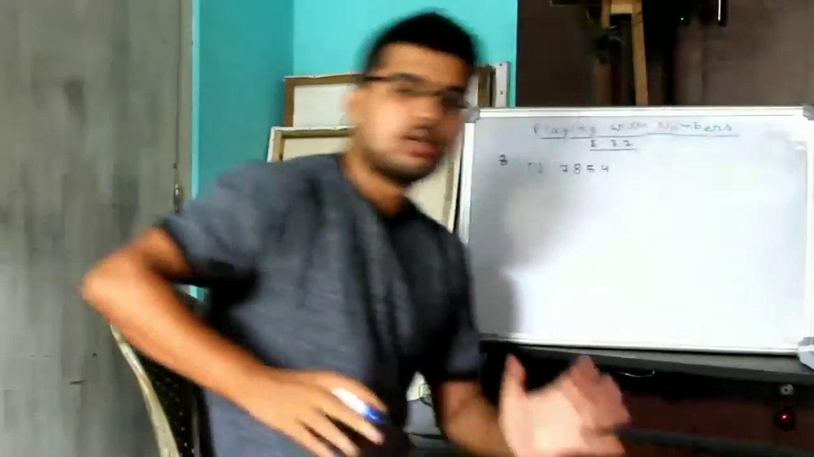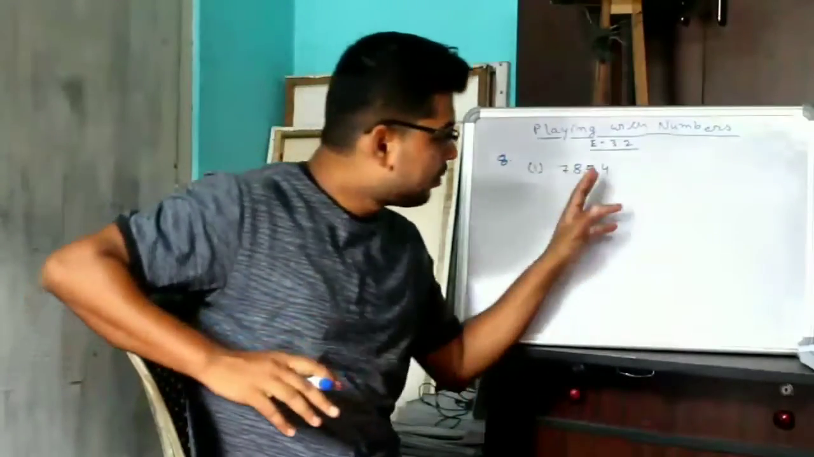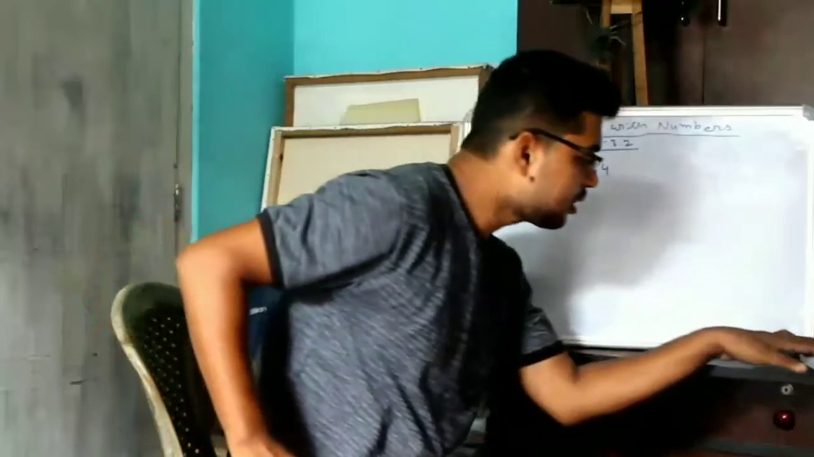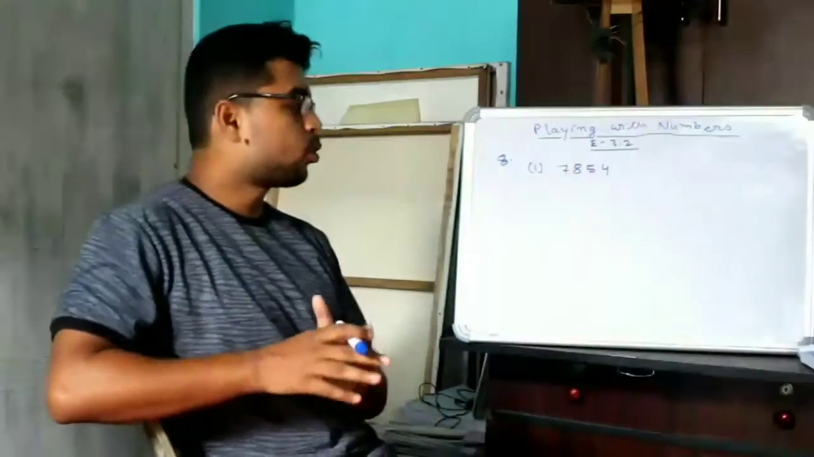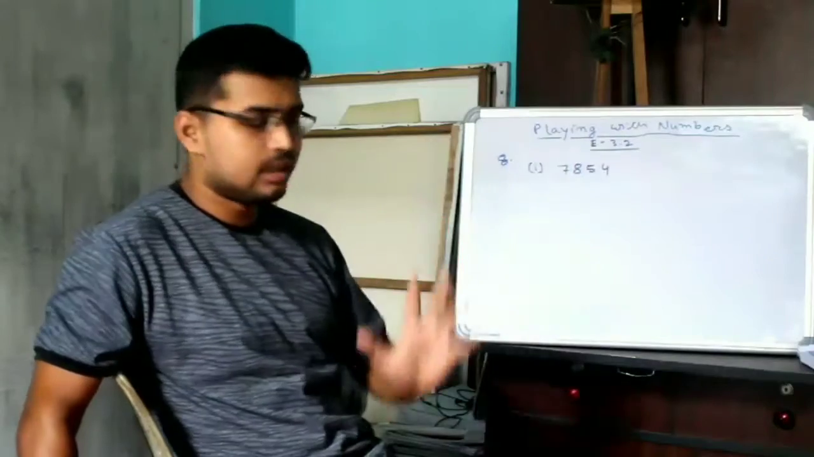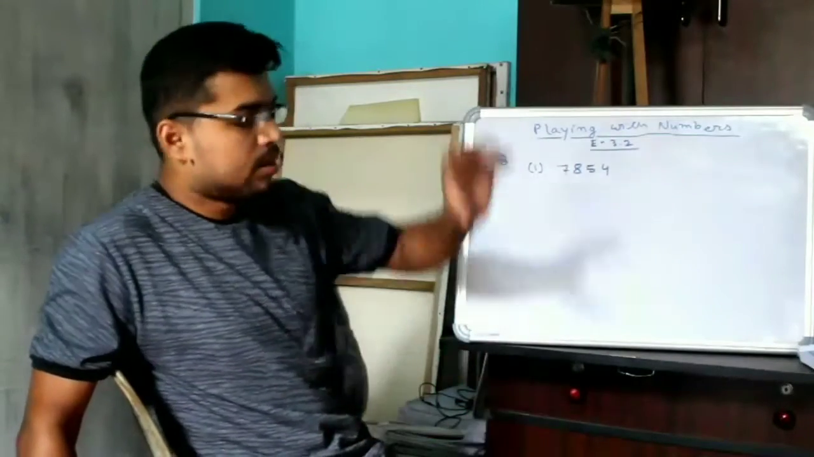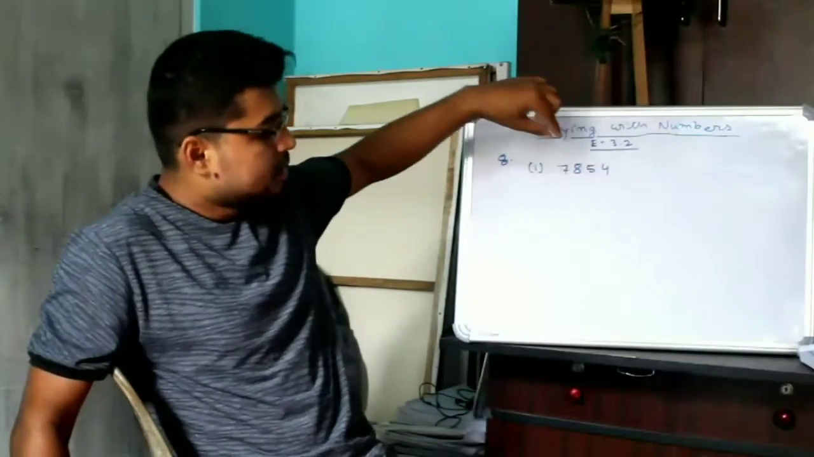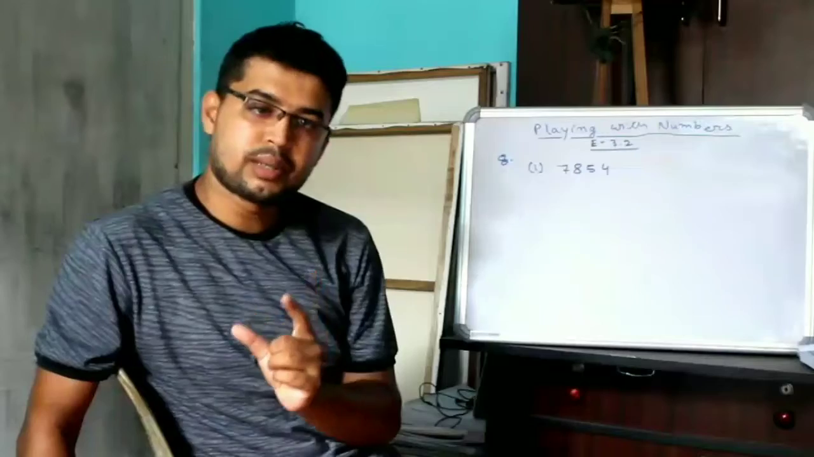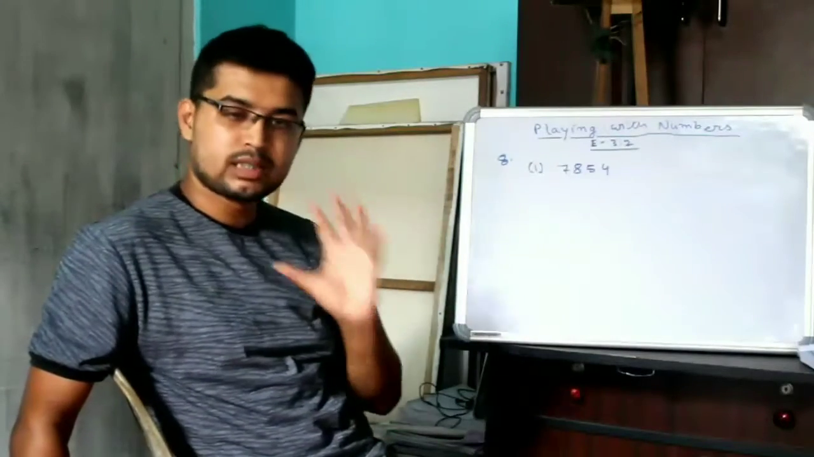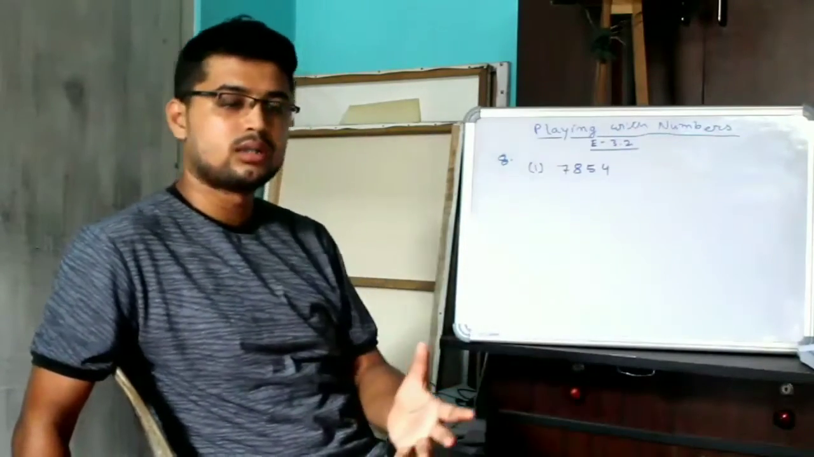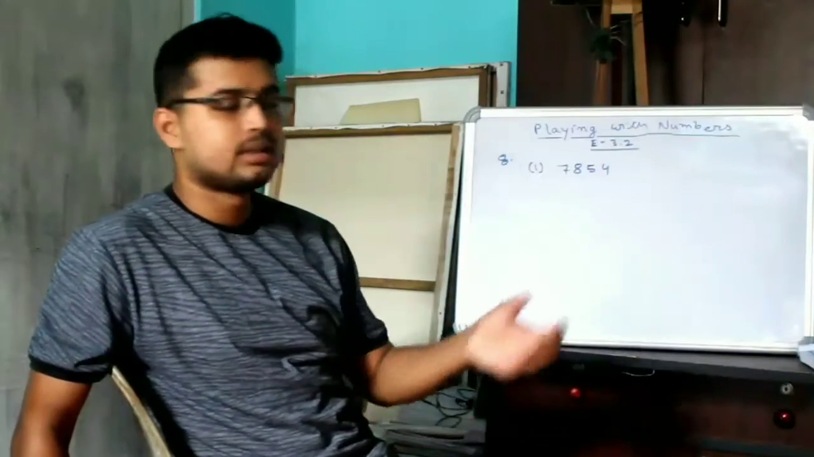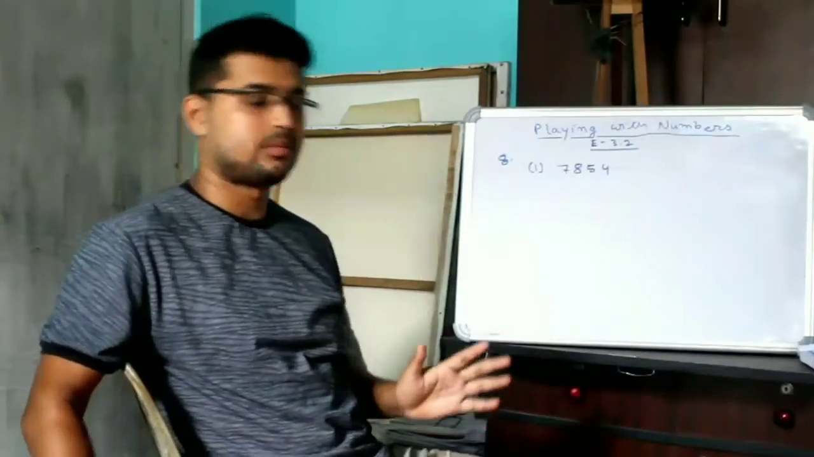Now see how to check the divisibility of 7. Take 7854. If twice the ones digit is subtracted from the rest of the digits and the result is a multiple of 7, then the entire number is divisible by 7. And if it is not a multiple of 7, then the entire number is not divisible by 7.